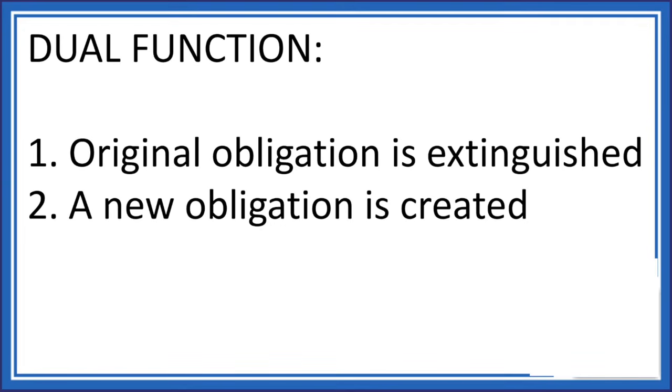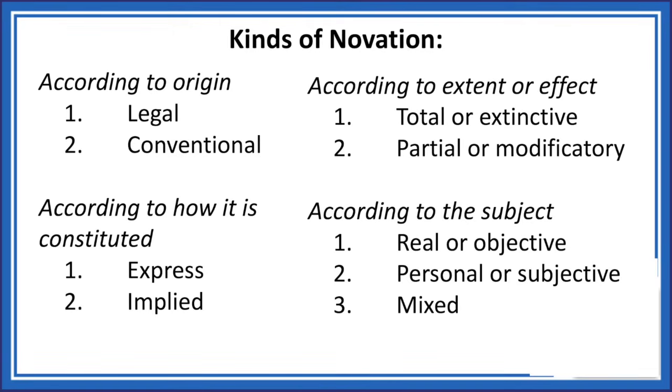So, novation is the most unusual mode of extinguishing an obligation. Kasi nga, it is the only mode whereby an obligation is extinguished and a new obligation is created to take its place, right? Now, what are the kinds of novation? Meron din naman. So, first, they are classified according to origin, meron ding according to how it is constituted. Pwede rin siyang according to the extent or effect, and yung lastly is according to the subject.